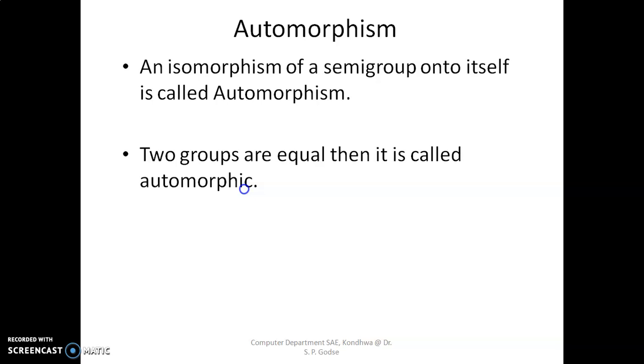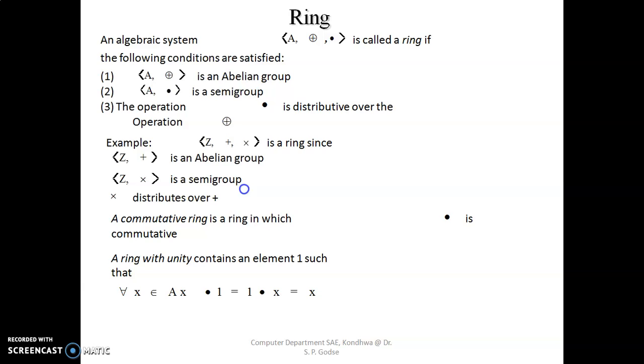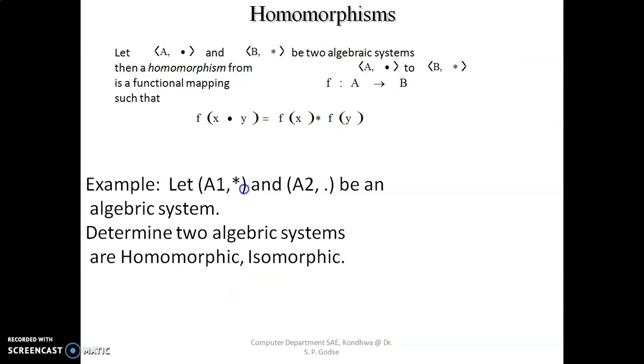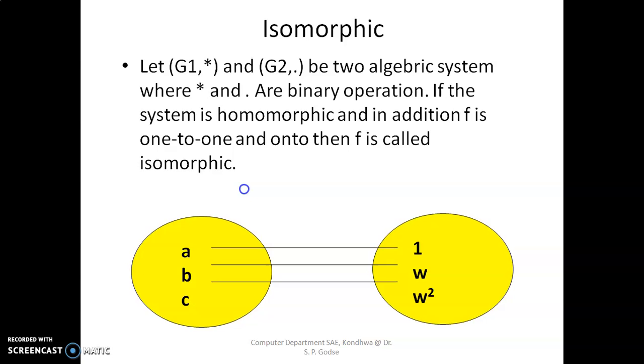Next is automorphism. An isomorphism of a semigroup onto itself is called an automorphism. Means there is an algebraic system which is isomorphic onto itself, and that is called an automorphism. So these are the different properties of groups: homomorphism, automorphism, isomorphism.